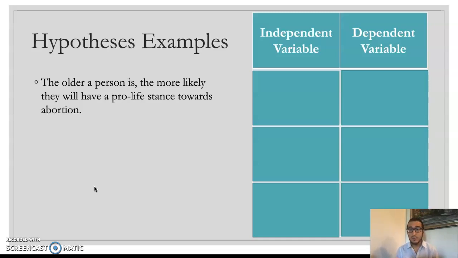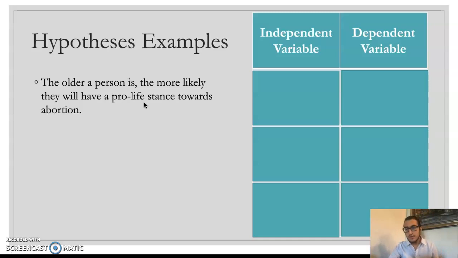So the first variable we're working with is a person's age, right? The older a person is, so we're talking about an individual's age. And the second variable is attitudes about abortion, right? So the two variables we're working with in this hypothesis are age and attitudes about abortion.